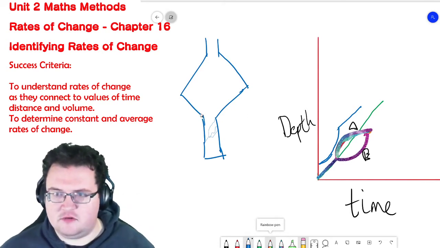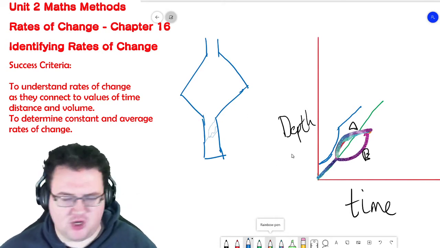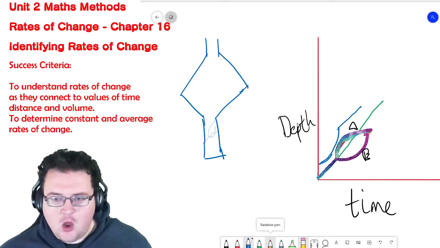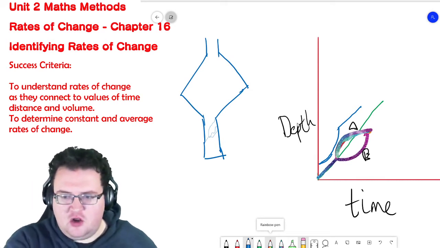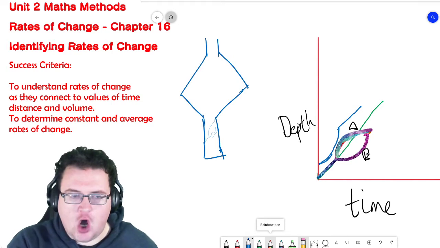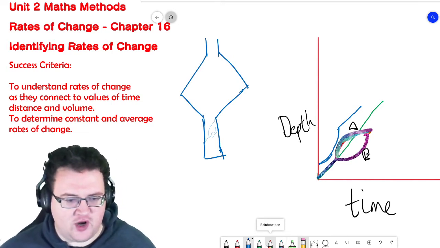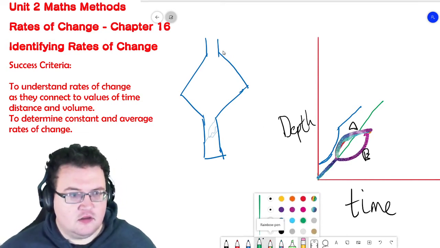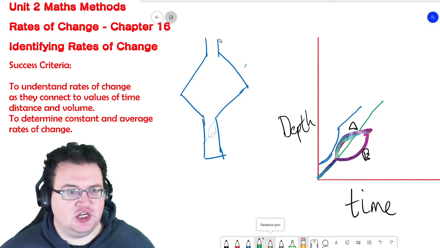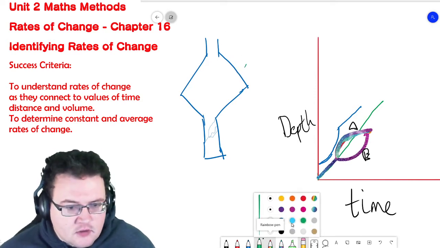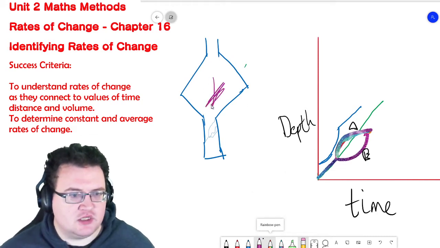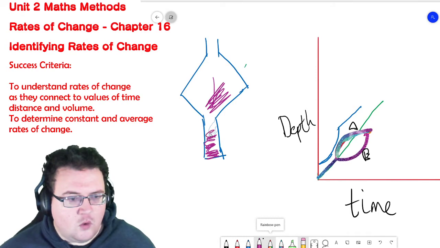It's a weird bottle. It's a very weird bottle. But go with me on this journey. What's the shape of this graph going to look like if I'm plotting the time versus the depth as I'm pouring this lovely green sludge into it? No, let's not go green. Let's go purple. Let's pour some purple in here. What's the shape of that going to look like?